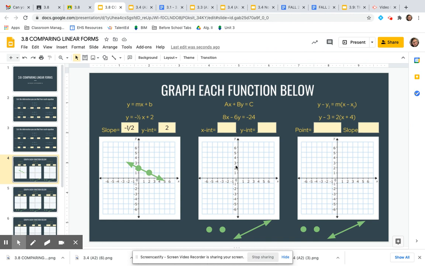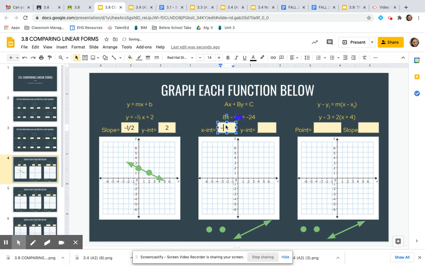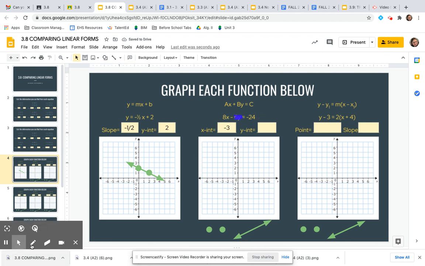Moving on to the next one in the middle, this is ax plus by equals c. Whenever you have one that looks like this with x and y on the same side, this is the one where you're going to want to find the intercepts by crossing out the other letter. So I have 8x equals negative 24. I would divide by 8 on both sides. Negative 24 divided by 8 is negative 3. And that is my x-intercept since x is the variable that was left over.